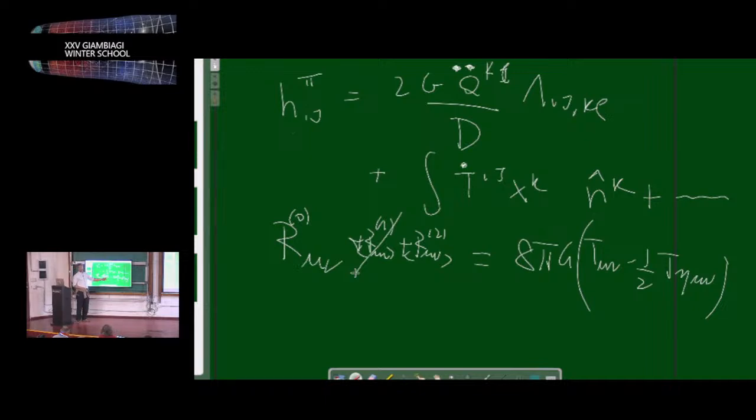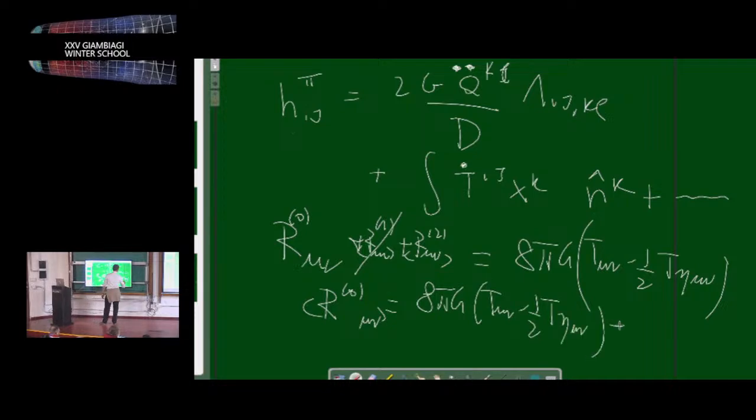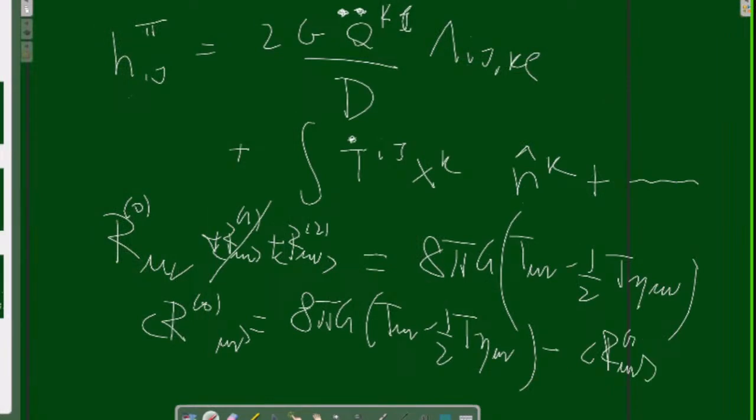This doesn't go to 0, and this doesn't, because h squared is always positive. A wave is both positive and negative, but h squared is always positive, so this doesn't go to 0. So what I do is bring this R2 to the other side, and then I say that R0 mu nu, which is the background, whether I average or not is the same thing, is equal to 8 pi G T mu nu minus 1/2 T eta mu nu. And then I bring this to the other side and call it the energy momentum tensor of my gravitational wave. This is, more or less, the definition. Because this is second order, it must be h squared.